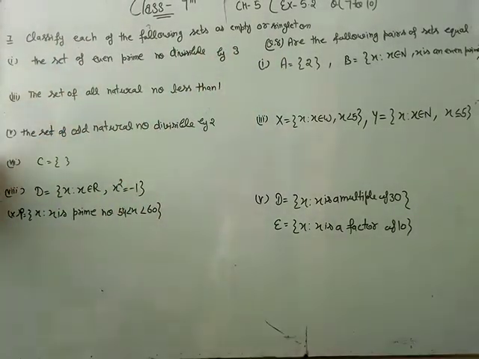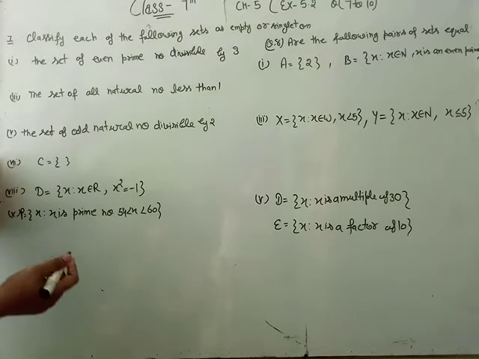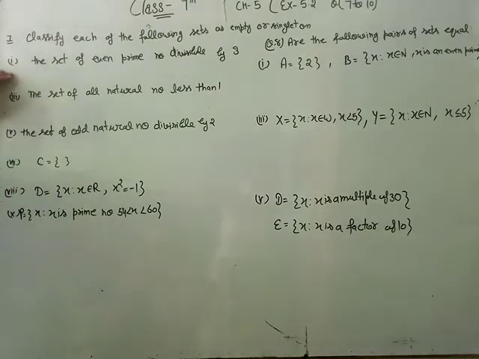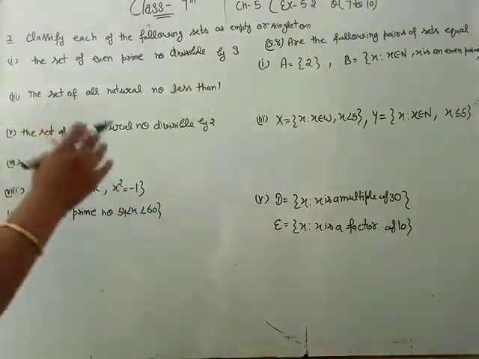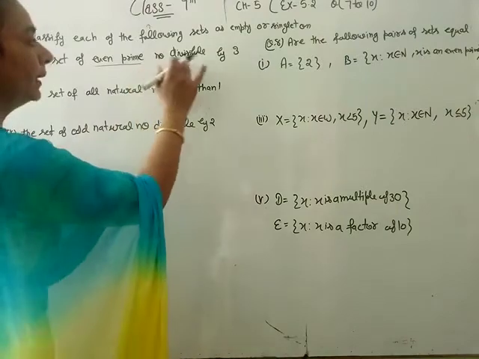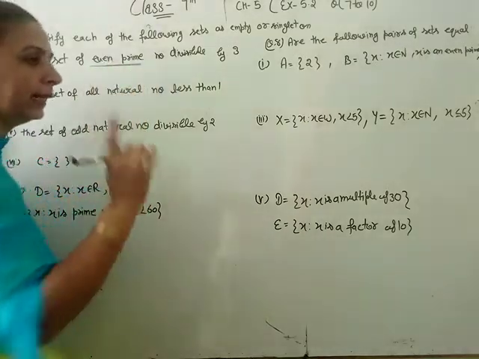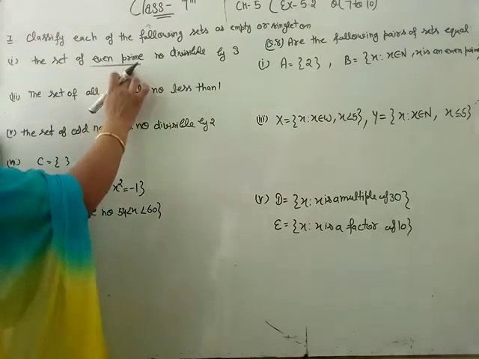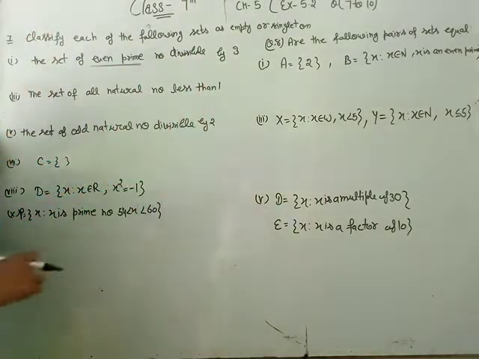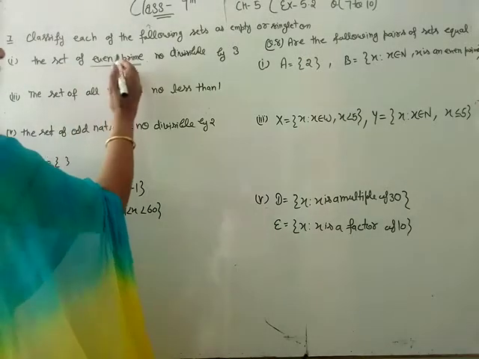In this collection, what are these? These are singleton or empty sets. So first try to find the set of even prime numbers divisible by 3. Students, we know that there is only one even prime, and that even prime is 2. 2 is the only even prime, but 2 is not divisible by 3. So in this set there is no element, so this set is empty. This is an empty set.